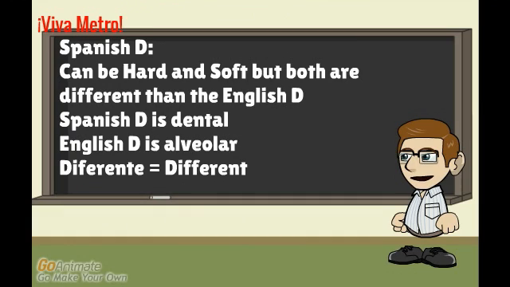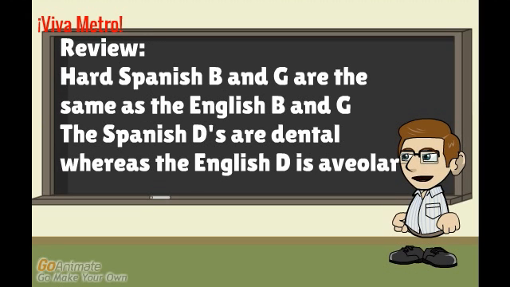The English D is also hard, but the tongue is on the alveolar ridge and not on the back of the teeth. Notice the difference? Diferente, different.